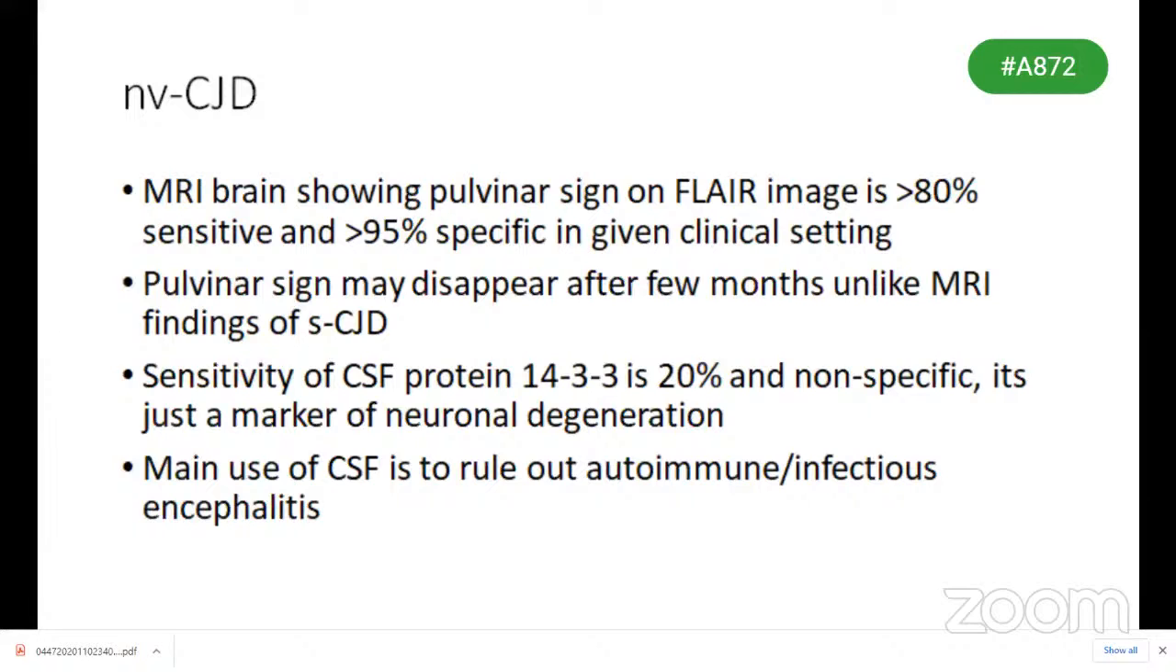setting. The sign can disappear after a few months, unlike MRI changes of sporadic CJD, where you get this cortical ribboning, which can persist for a very long period. Remember, we are talking here about newer variant of CJD.